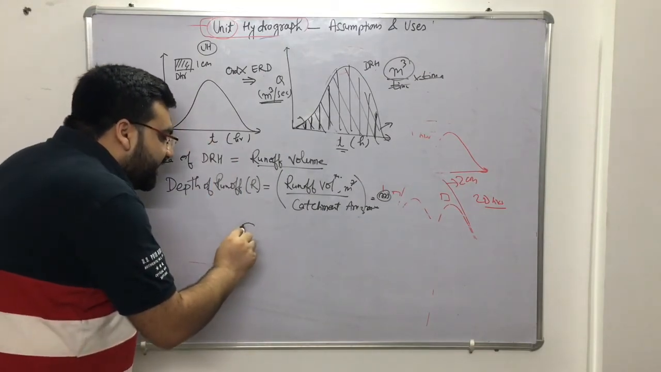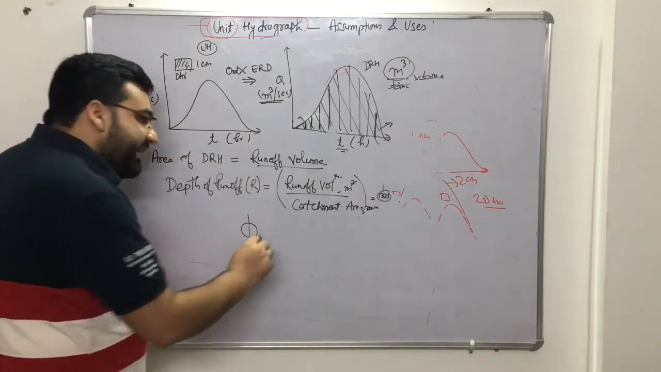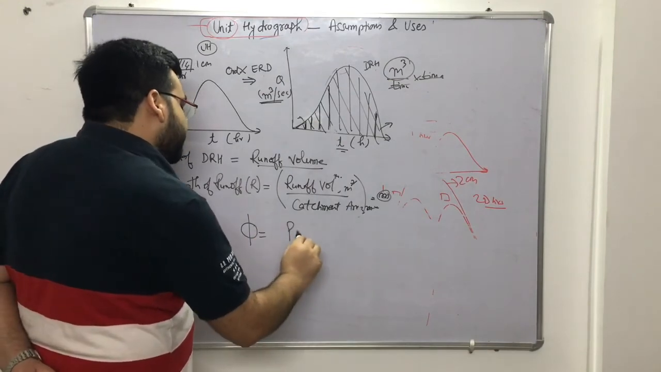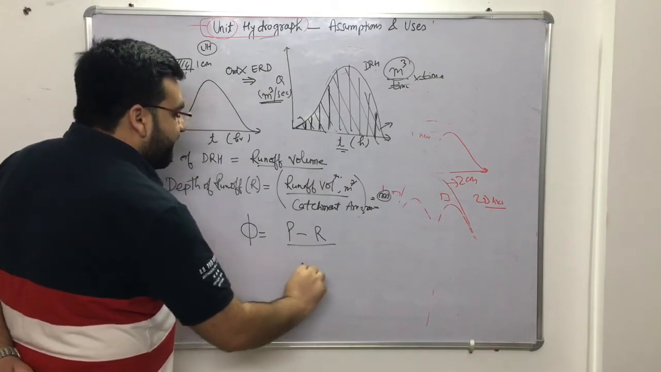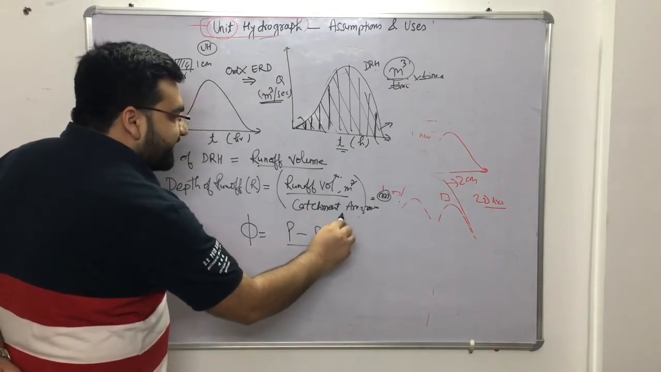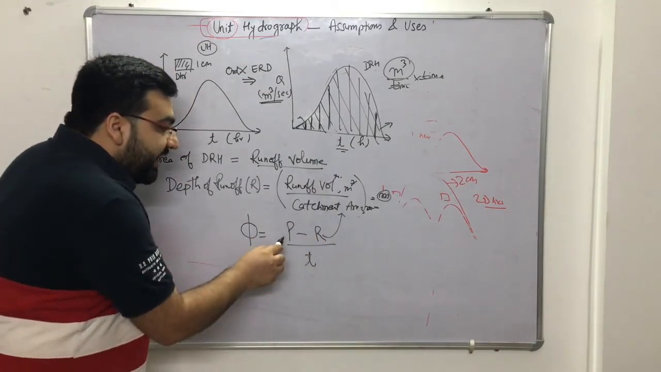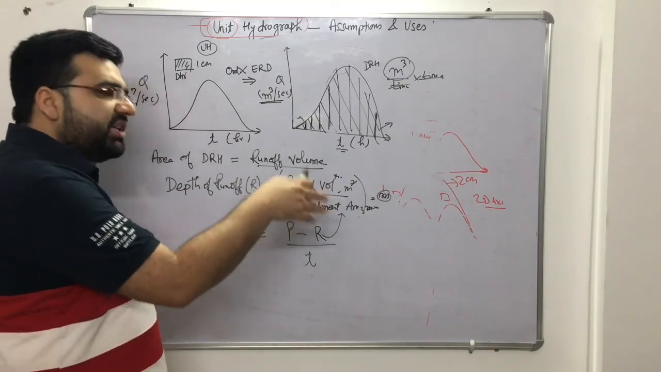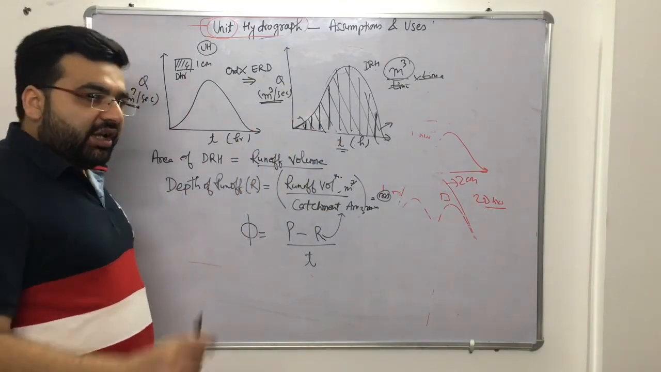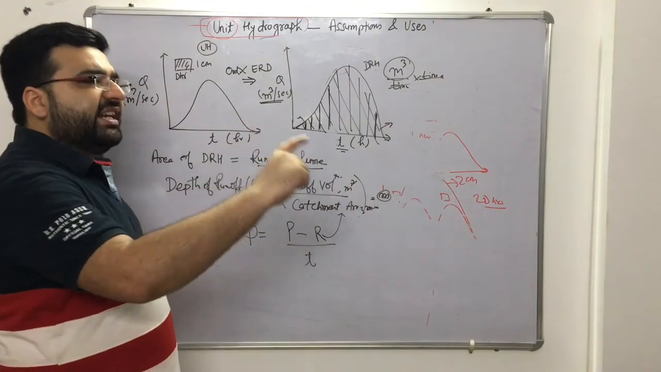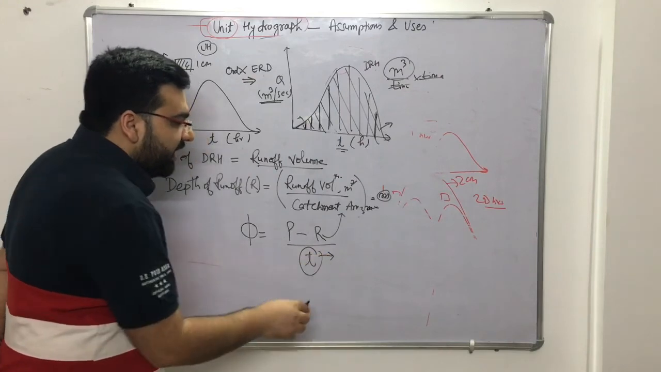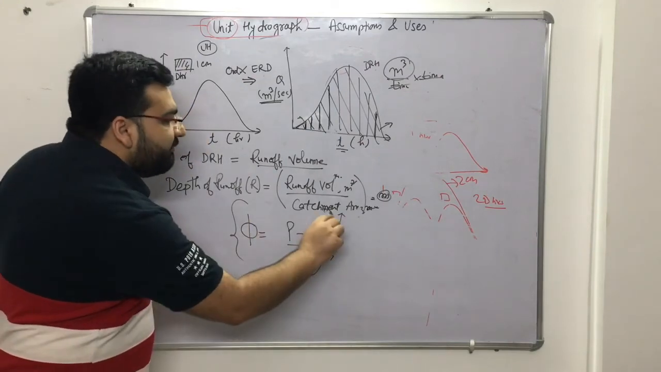Now you can easily determine the phi index also. So phi index we know is P minus R divided by T. R is the runoff depth, P is the total precipitation actually happening. So how to get the precipitation? It will generally be given to you in the examination that the total precipitation is 4 centimeter, 5 centimeter, whatever, and the time of storm will also be given to you. So from there you can get the phi index also.